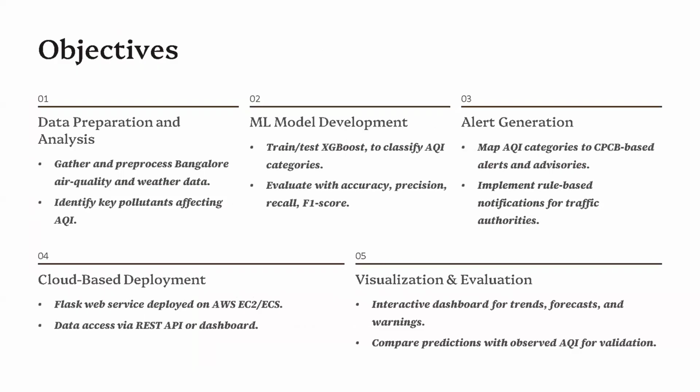So here are the objectives. First is data preparation and analysis: gather and pre-process Bangalore air quality and weather data, and identify the key pollutants affecting AQI. Second is ML model deployment: train and test XGBoost to classify AQI categories, and evaluate with accuracy, precision, recall, and F1 score. Third is alert generation: map AQI categories to CPCB-based alerts and advisories, and implement rule-based notifications for traffic authorities.